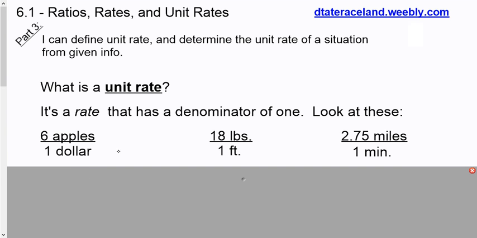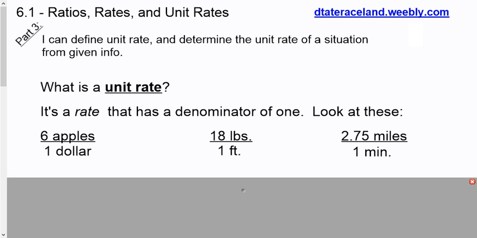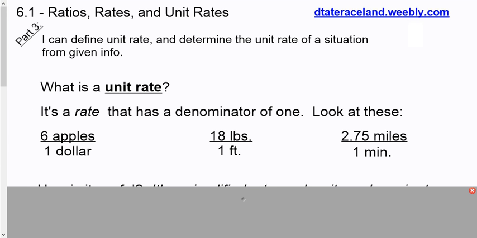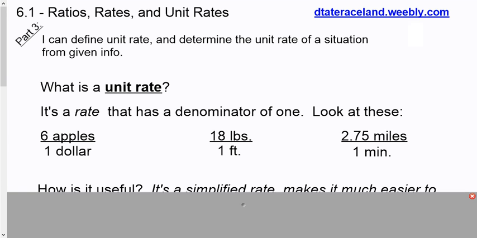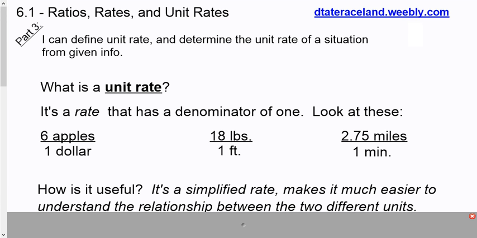And it's pretty simple when you're looking at the units to make a relationship determination there, and that's what makes it so handy. Hey, I can buy 6 apples for $1. Hey, that's 18 pounds in that 1 foot of material. Or hey, I can go 2.75 miles in 1 minute in my car. It's that sort of information that becomes a lot more usable. And how's it useful? Well, that's exactly what we're talking about.